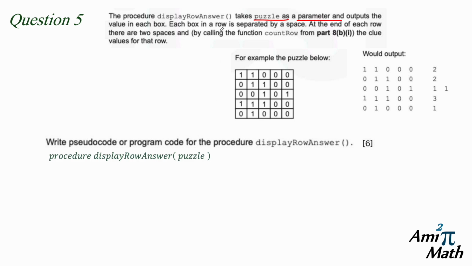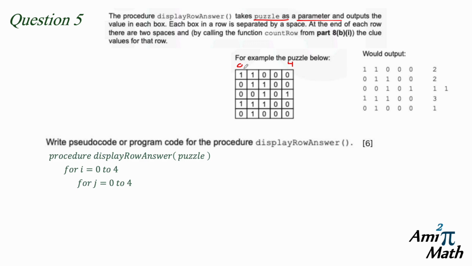And then what it wants to do is output the value in each box. So this is each box here, and each row is represented by a space. At the end of each row there are 2 spaces. Okay, so next we're going to run a for loop, for I equals 0 to 4. In computer science things are always indexed at 0, so this would start at 0: 0, 1, 2, 3, 4, so it ends at 4, so you're running your for loop till 4.